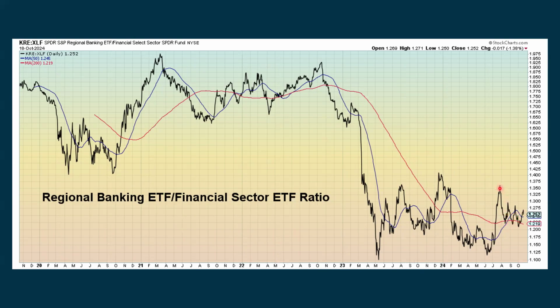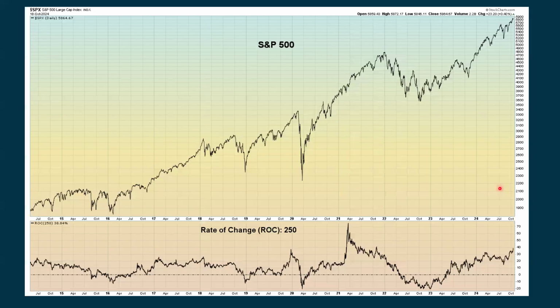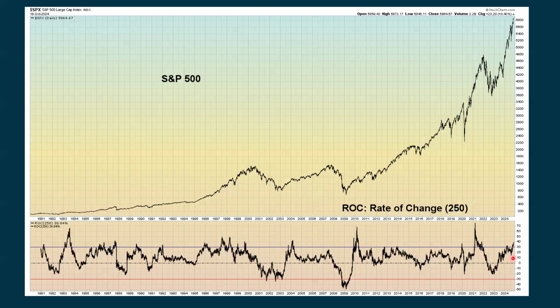This just means that the regional banks or smaller banks are holding up for right now. Rate of change charts, I use these for information. This goes back 250 periods, and this is still looking pretty solid. So this just means the long-term trend is positive. Here's another look at that same chart.